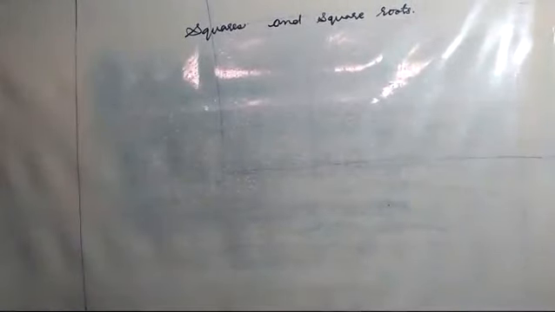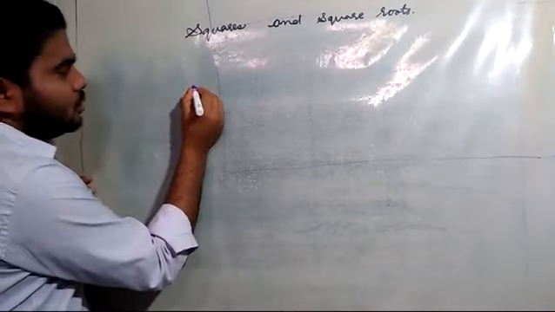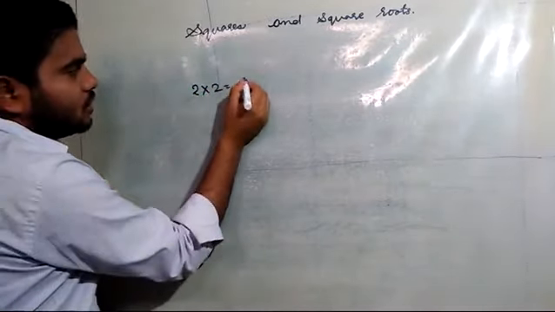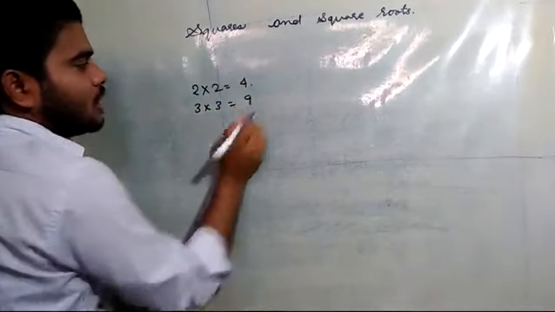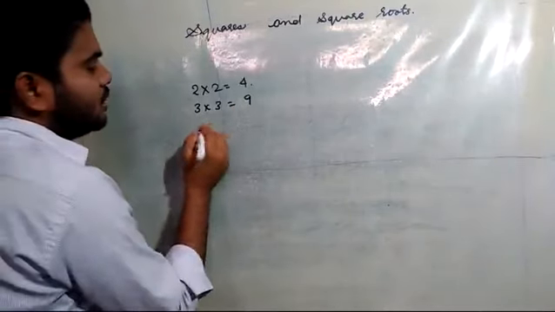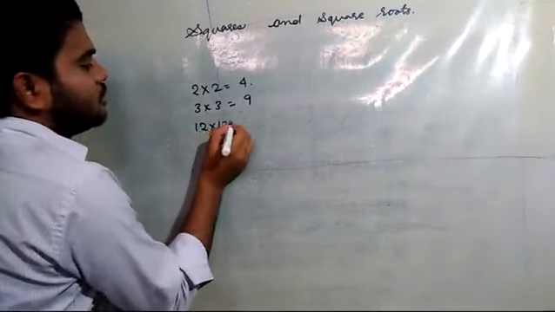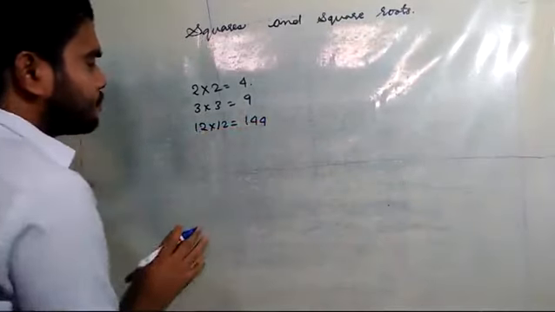Good morning, dear students. Today I will be teaching you squares and square roots. In this chapter, we have to see how a small number becomes a big number when we multiply it by itself. For example, if I write 2 multiplied with 2, the result will be 4. 3 multiplied with 3 is 9. Similarly, 12 multiplied with 12 is equal to 144.